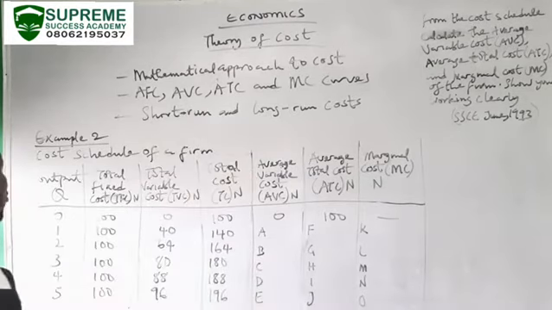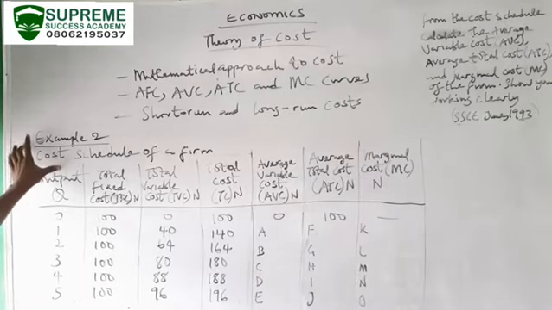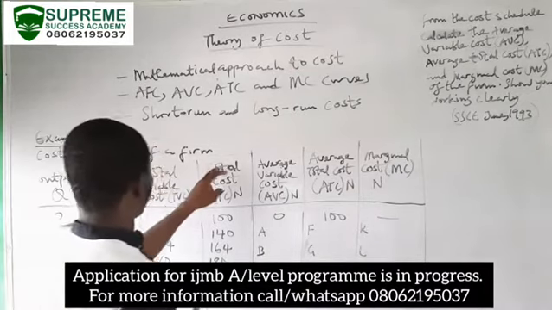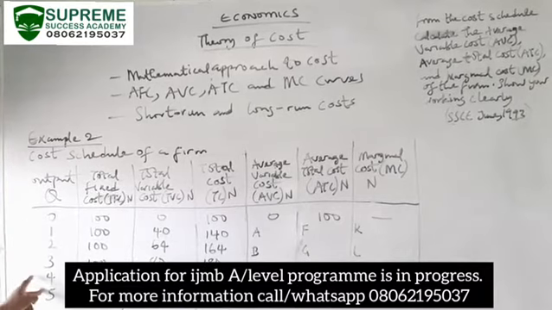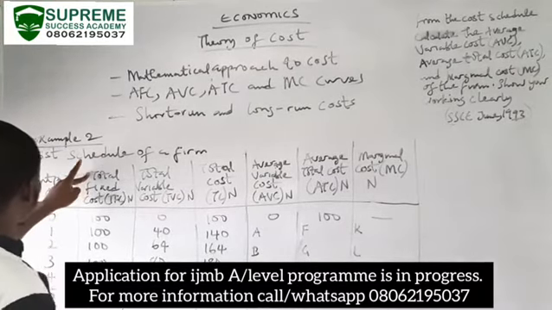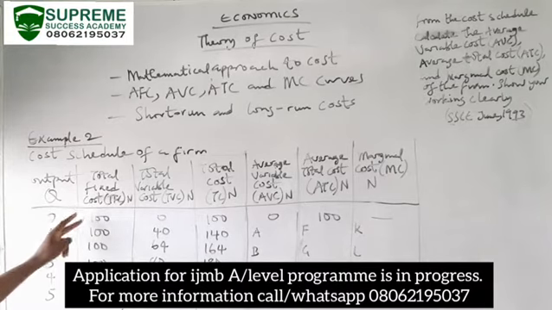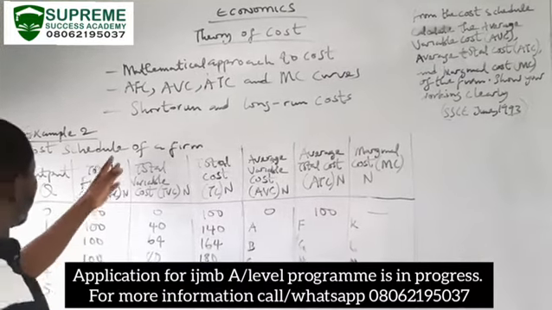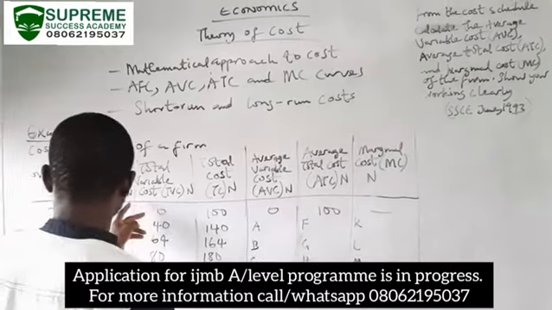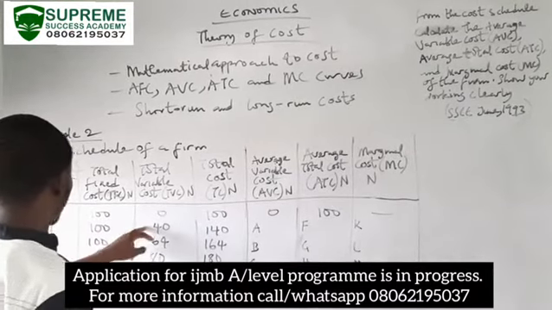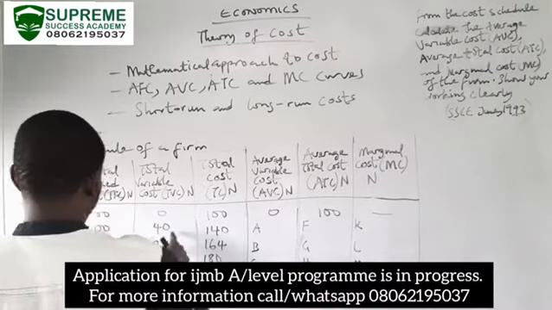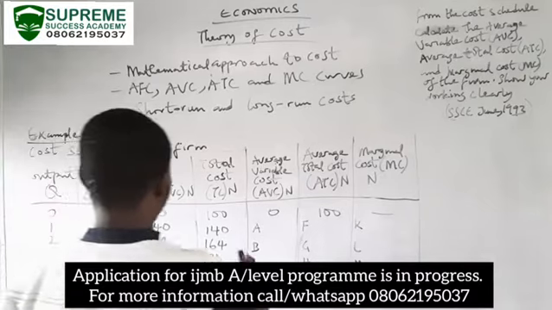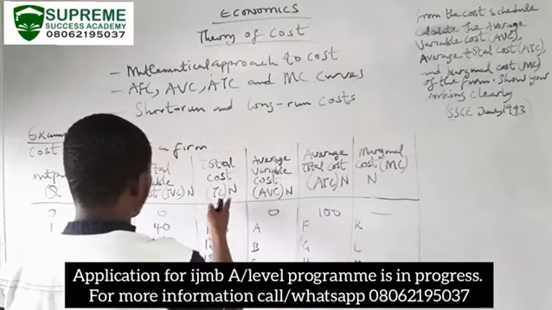So the second example I'm going to solve this evening is this cost schedule of a firm. We're given the output Q from 0 to 5. The total fixed cost has been given as 100. For the total variable cost, we have 0 for 0 output, 40 for the first output, 64 for the second output, up to 96 for the fifth output. The same thing is applicable to total cost.